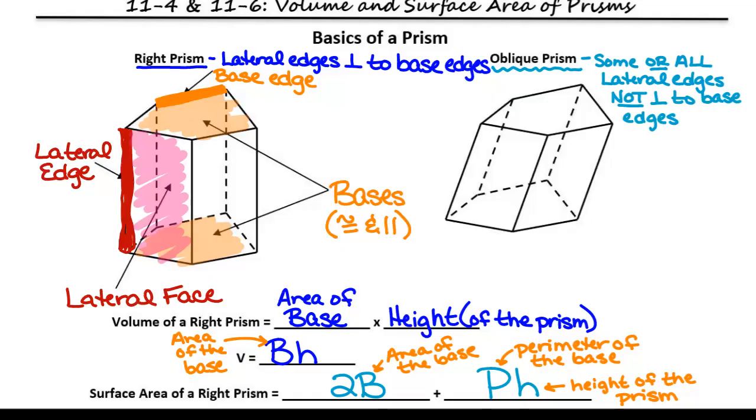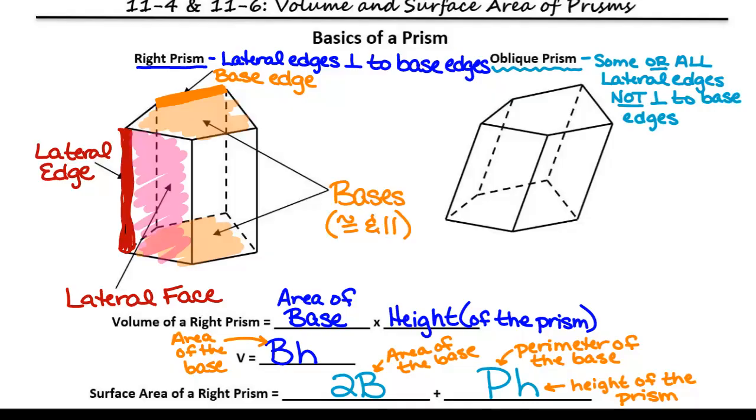So for our right prisms, to find the volume, we need to identify what is the shape of the base, and then we need to find the area of that like we did in 11a. So if the bases are trapezoids, then we need the area formula for a trapezoid to find the area of our bases. If the bases are triangles, then we need the area formula for triangles to find the area of the bases. Times the height of the prism, which will be the length of a lateral edge. Surface area, 2 times the area of the base, plus the perimeter of the base, times the height of the prism.